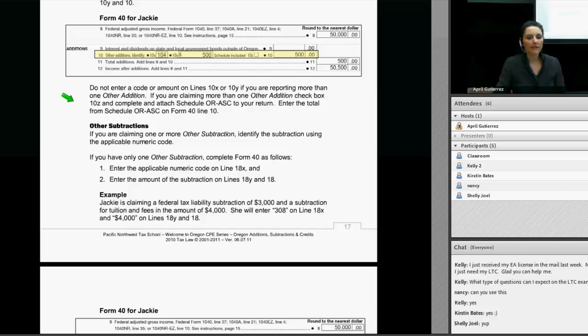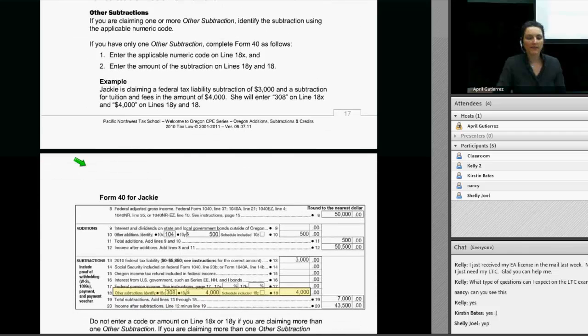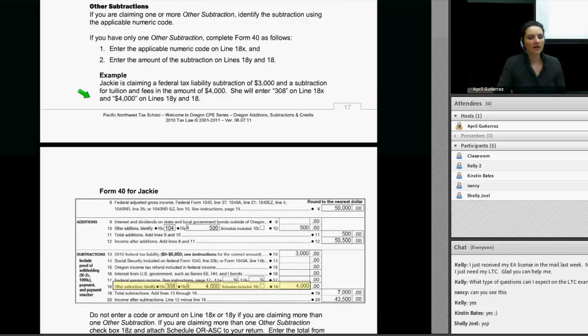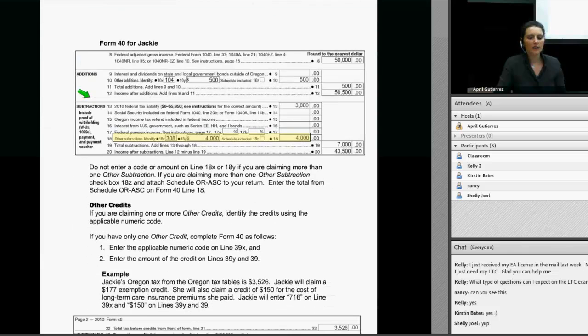Other subtractions. If you are claiming one or more other subtractions, identify the subtraction using the applicable numeric code. If you have only one other subtraction, complete Form 40 as follows. Enter the applicable numeric code on line 18X and enter the amount of the subtraction on lines 18Y and 18. And here's an example of this one. Jackie is claiming a federal tax liability subtraction of $3,000 and a subtraction for tuition and fees in the amount of $4,000. She will enter 308 on line 18X and $4,000 on lines 18Y and 18.